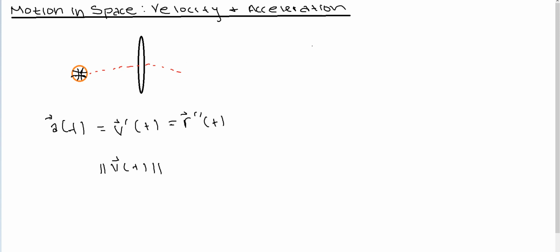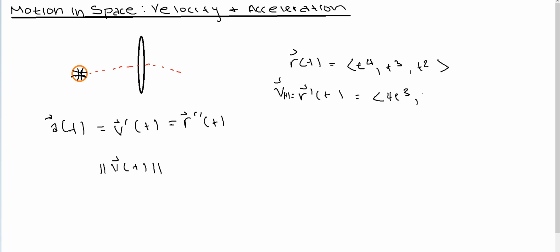Now, say we had the position vector r of t is equal to t to the fourth, t cubed, t squared. Now, this is not too bad, but we were asked to find the velocity and the acceleration at t equals 2. So we would take the derivative of the vector function, and that would give us the velocity. And we can say that it's 4t cubed, 3t squared, 2t.